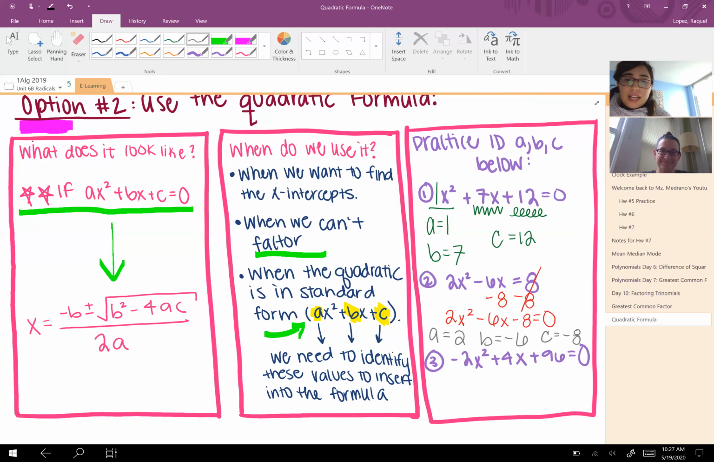All right, guys, let's do the last one. So again, we're just going to go through our checklist. Do I have a degree of 2? Is the equation set equal to 0? Awesome. What's my a term, Miss Gilroy? Negative 2. Awesome. How about my b term? 4. And how about the c term? 96. Awesome.